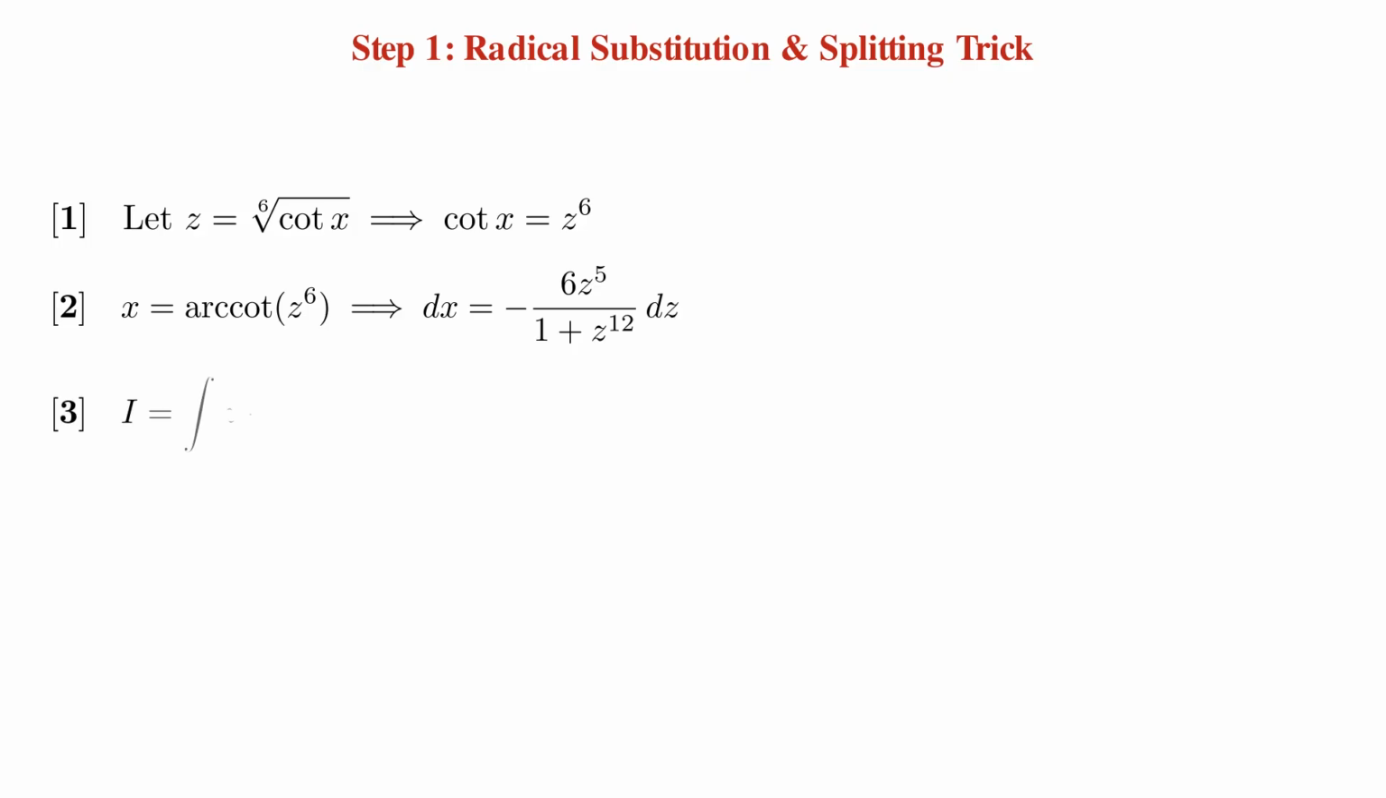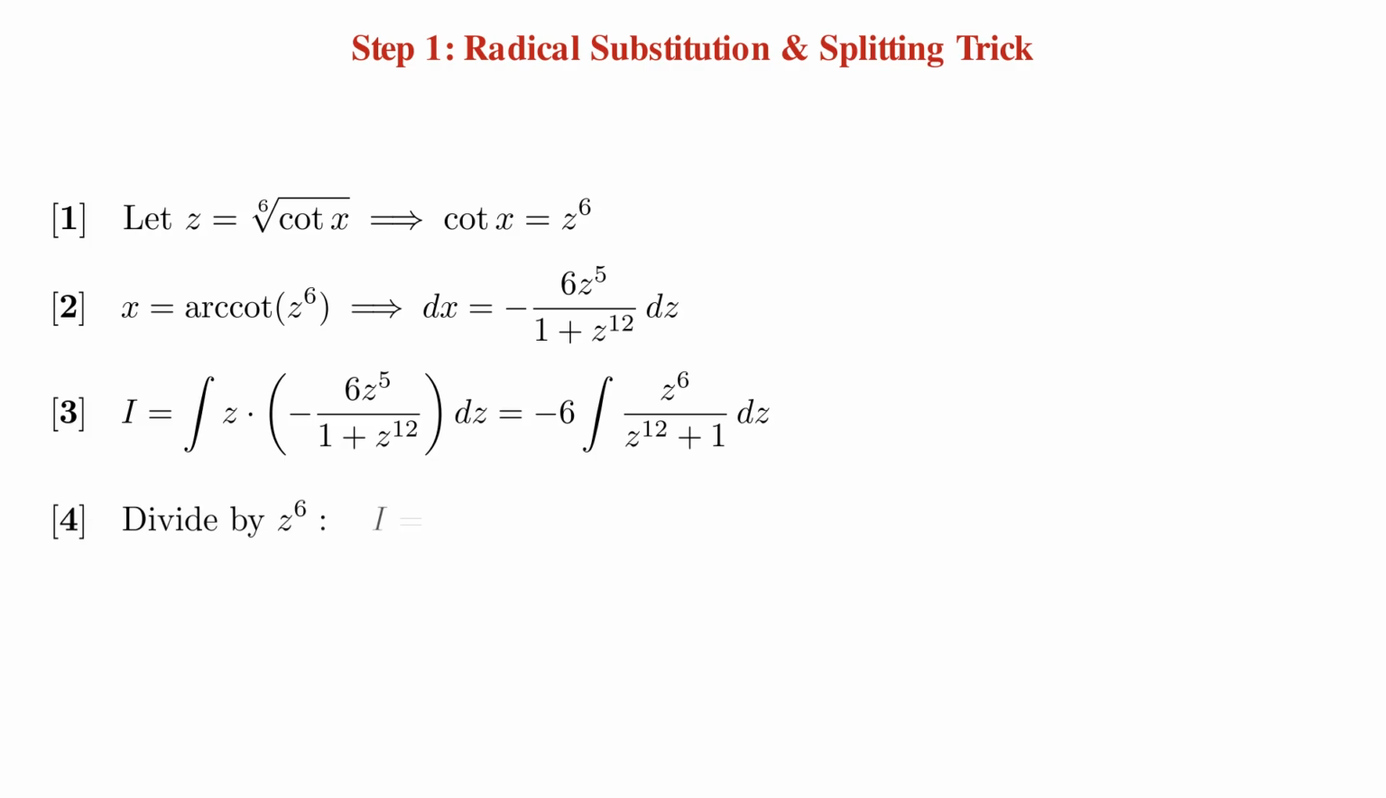Substituting z and dx yields negative 6 times the integral of z to the sixth over z to the 12 plus 1 dz. Dividing numerator and denominator by z to the sixth gives 1 over z to the sixth plus 1 over z to the sixth.